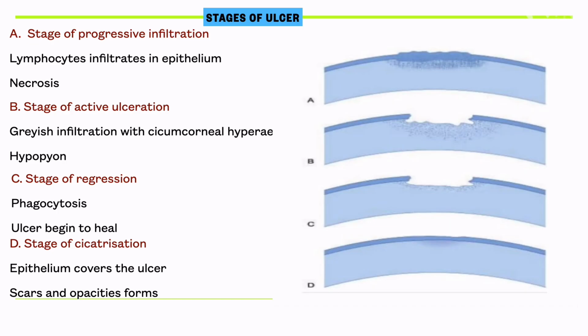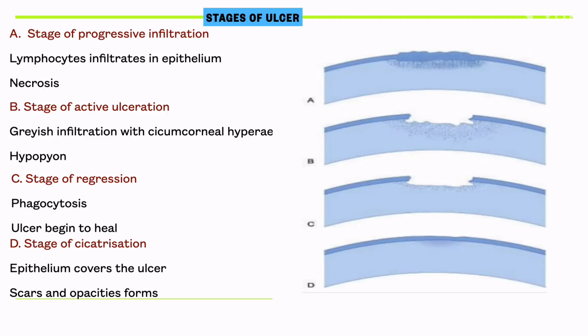Now, this slide illustrates the classical 4 stages in evolution of a corneal ulcer, particularly in bacterial keratitis, starting with stage A, which is a stage of progressive infiltration. After epithelial disruption, inflammatory cells, initially lymphocytes and other leukocytes, accumulate in the epithelium and adjacent stroma, and tissue necrosis may begin at this stage.